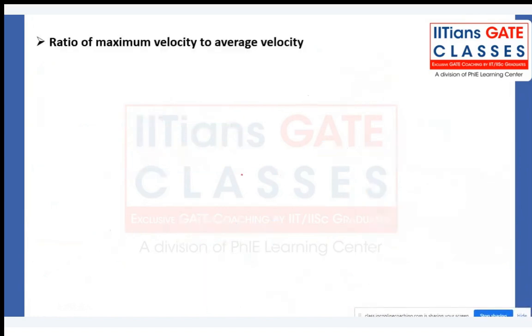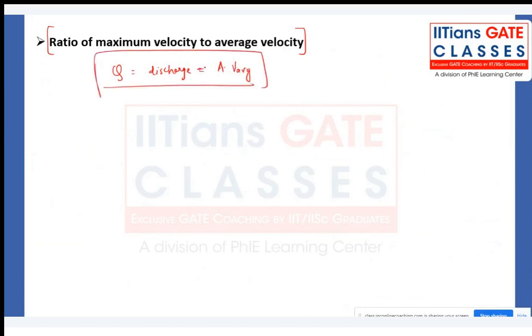For that, we have to discuss the ratio of maximum velocity to average velocity. Now, you know the discharge formula: area into V average. Everyone knows this formula, right? When the fluid is flowing in a pipe or in any channel section, area into V average is the discharge formula.